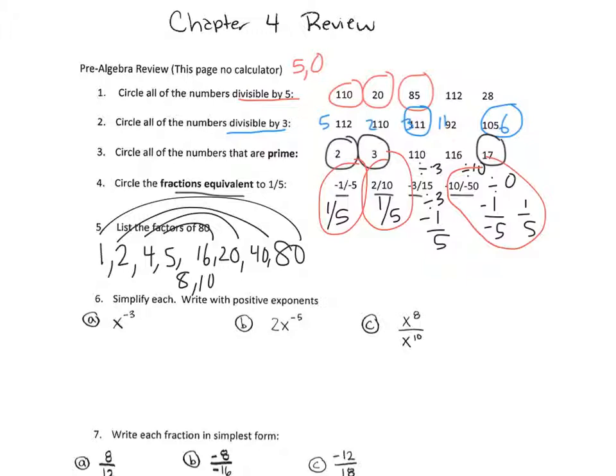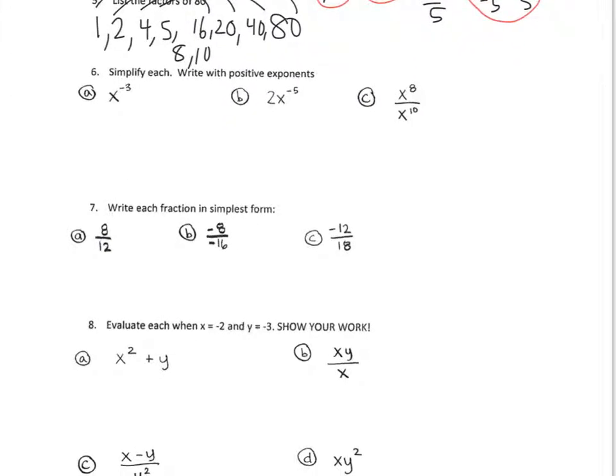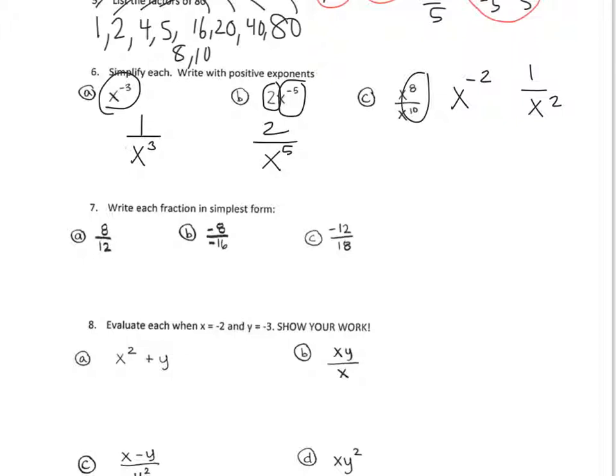And then number 6, simplify, write with positive exponents. So whenever you have a negative exponent, you put it on the bottom and make it a positive exponent. 2 doesn't have a negative exponent, so 2 still stays on the top. But x to the negative 5th is a negative exponent, so you put x to the 5th on the bottom. C, you're going to subtract these exponents, so it's x to the negative 2, and then you want to write it as a positive exponent, so it's 1 over x squared.